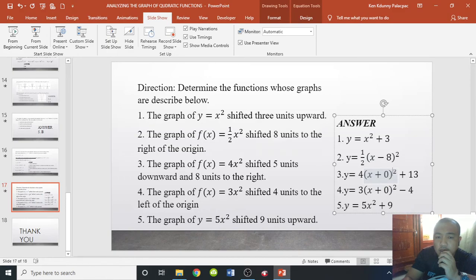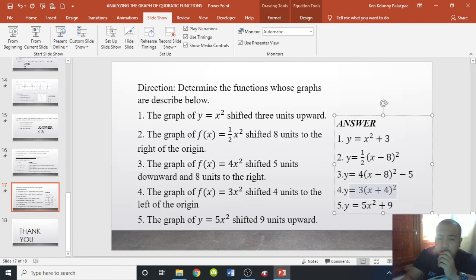How about in number 3? 4x squared shifted 5 units downward. 5 units downward, so minus 5. And 8 units to the right, so minus 8. Yan, tama ba? Next, number 4. The graph of y equals 3x squared shifted 4 units to the left of the origin. So plus 4 tayo dyan.